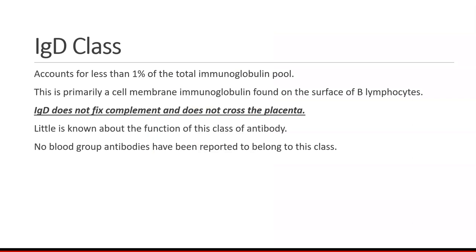IgD accounts for less than 1% of the total immunoglobulin pool. This is primarily a cell membrane immunoglobulin found on the surface of B lymphocytes. IgD does not fix complement and does not cross the placenta. Little is known about the function of this class of antibody. No blood group antibodies have been reported to belong to this class.